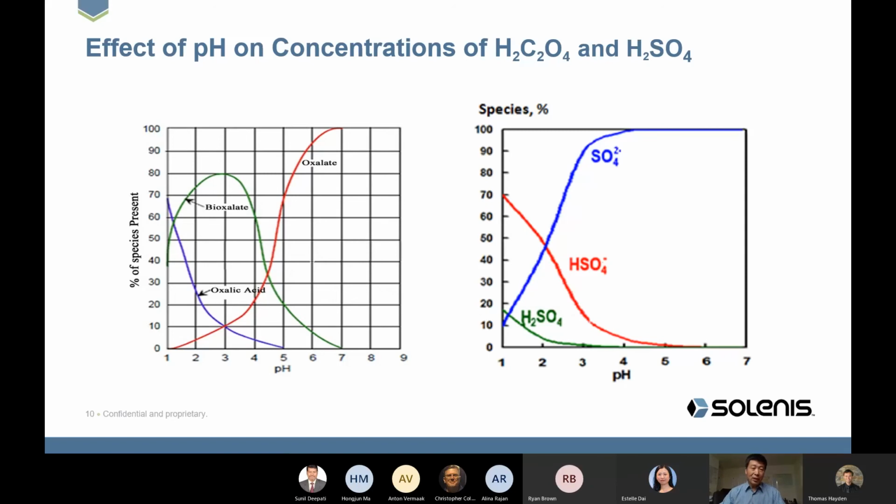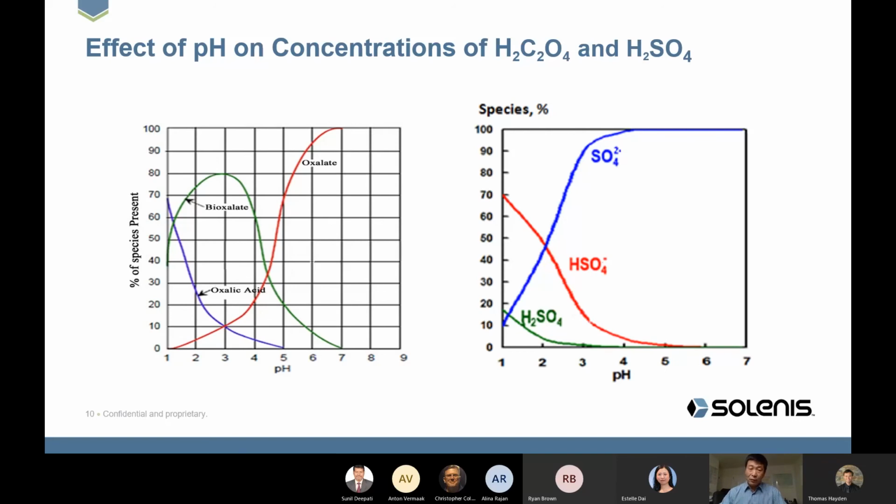If we look at here, if we talk about calcium oxalate, below pH 2.5, which is this part, you don't have much oxalate. But when you increase pH, you're going to generate a lot of oxalate ions, making scale formation possible.